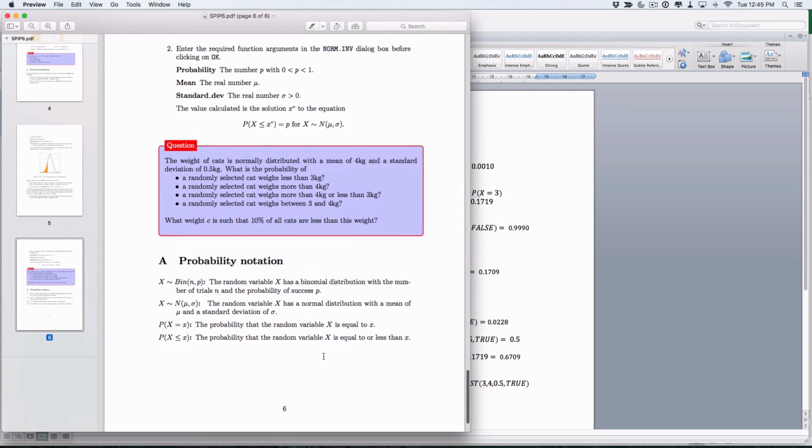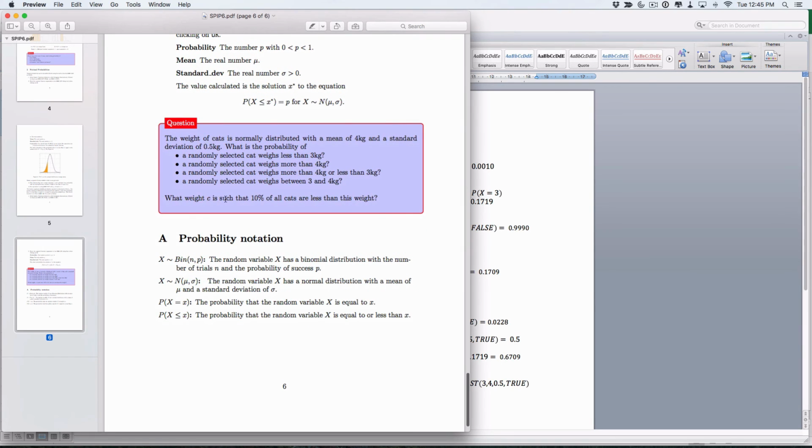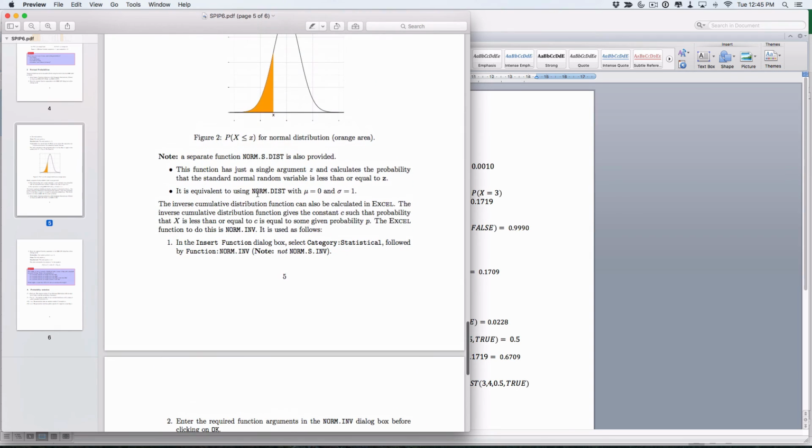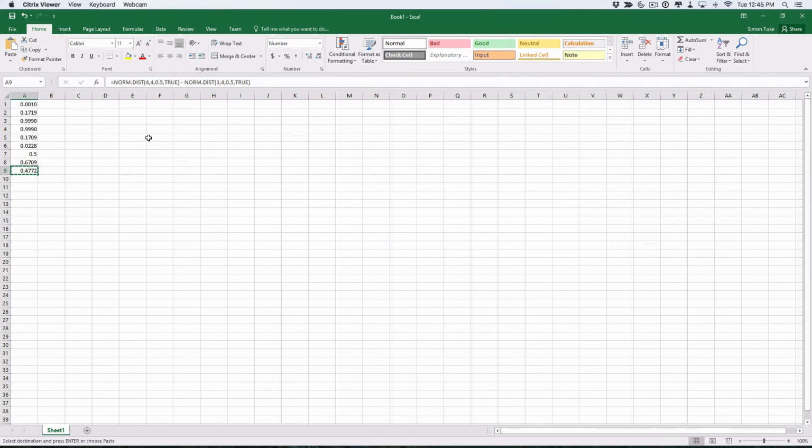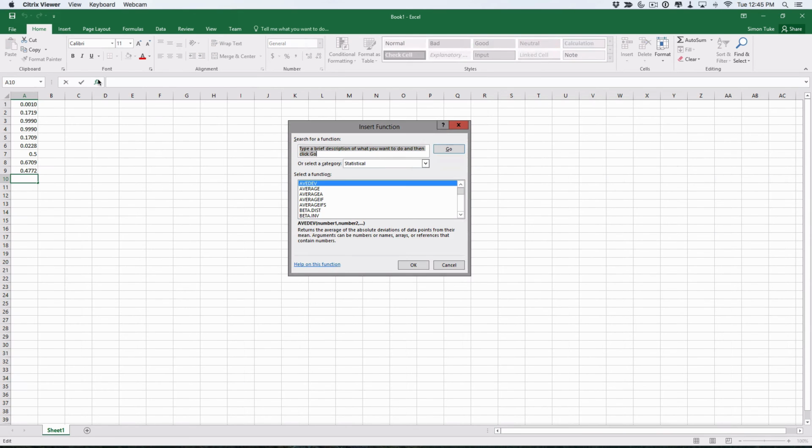And the final one, what weight C is such that 10% of all cats are less than this weight. So what we're saying is that the area to the left, if you convert from percent to proportion, is 0.1. So basically we're saying that this orange area is 0.1 and we want x, so that's the norm inverse. So we're going to go equals, click on that. This time we want the norm inverse.